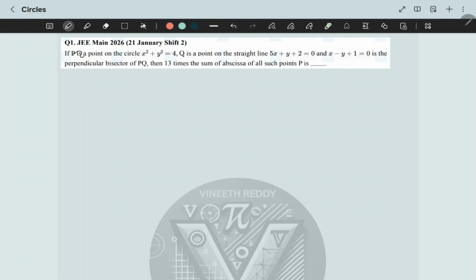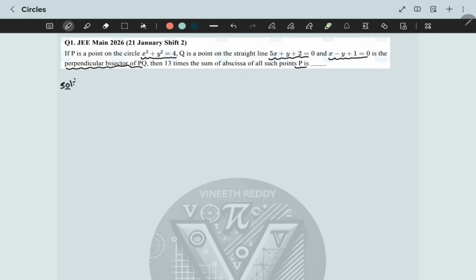So the first question says, if P is a point on the circle x square plus y square equals to 4, Q is a point on the straight line 5x plus y plus 2 equals to 0, and x minus y plus 1 equals to 0 is the perpendicular bisector of PQ. Then 13 times the sum of abscissa of all such points P.